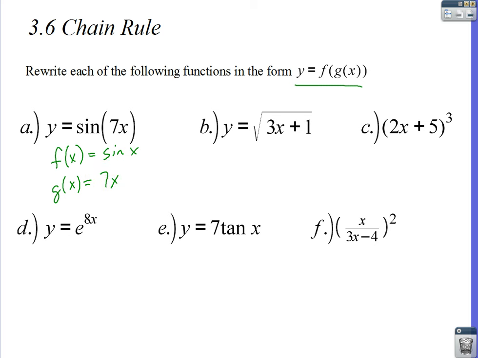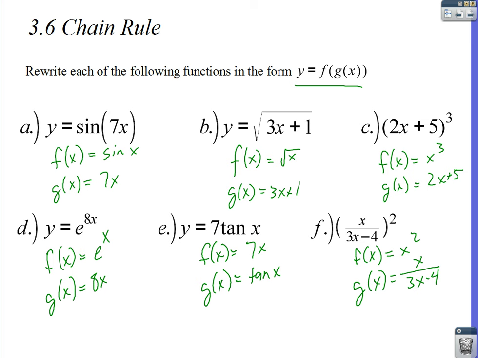What I want you to do is pause my video, actually I'm going to pause the video for you, and I'm going to have you do the rest of these and see if you get the same thing. Remember, f of x is your shell function, g of x is your chocolate function. Alright, here we go. And bam, there they are. Take a moment, check them out.